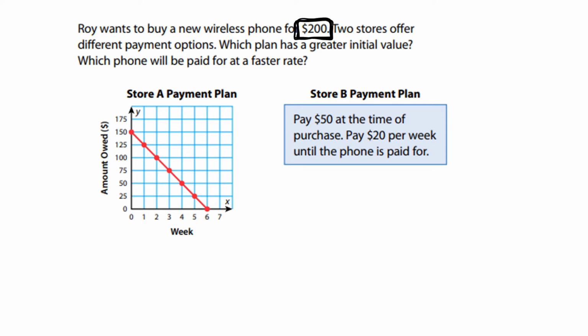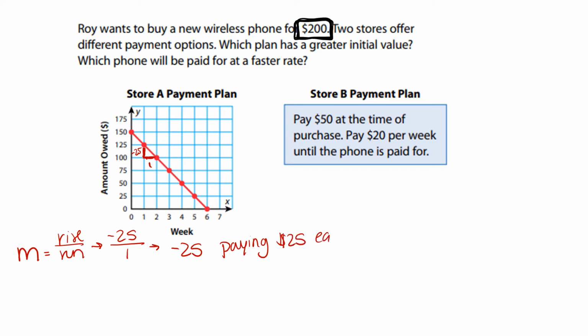So for store A, to find our rate of change, we're going to take our points that we can read clearly. We have to go down 125 to 100, so we're going down 25 and we're going over 1 week. So our rate of change is going to be our rise over the run, the negative 25 over 1, which we can simplify into a negative 25. He is paying $25 each week.